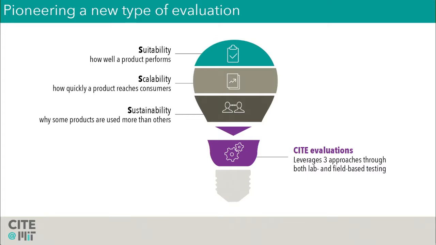The second is the scalability of the product. Many products that are well designed still do not reach common people or poor people, even though they are consumer products. So we wanted to know, how does the market work? Why do some products reach the poor but others don't? What is it about the market, particularly the supply chain? And the third item is the sustainability of the product, sustainable use of the product. Some products are designed in such a way that consumers feel easy to use. So we wanted to assess that.